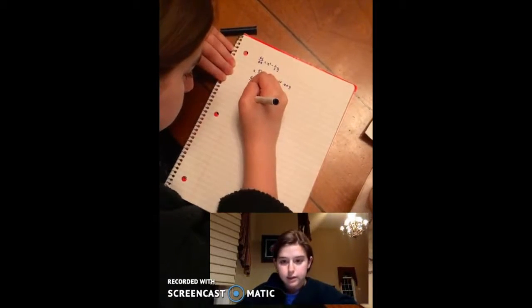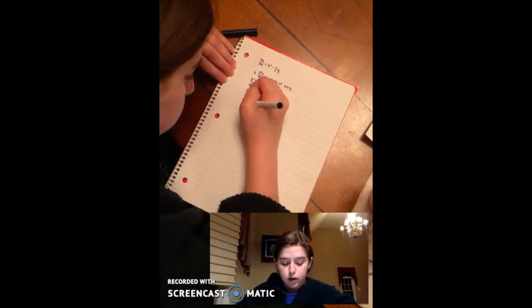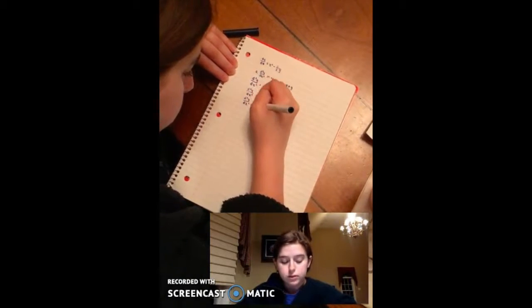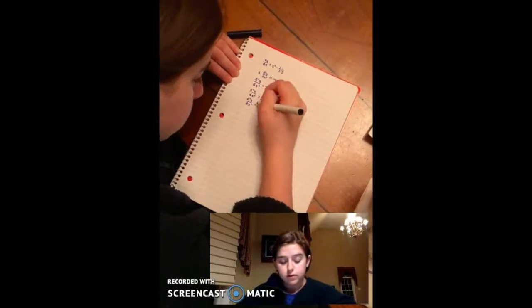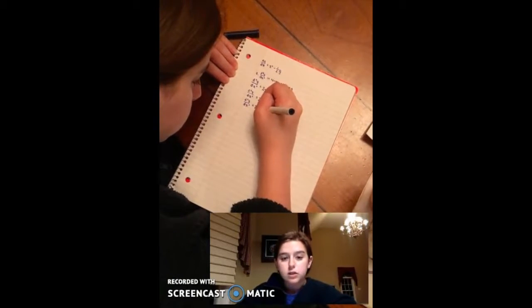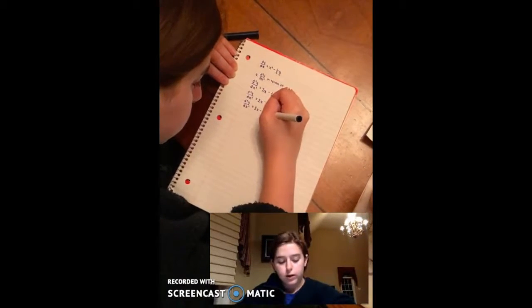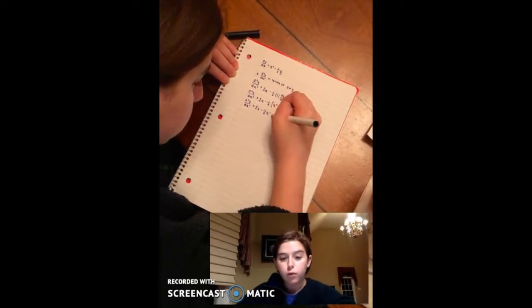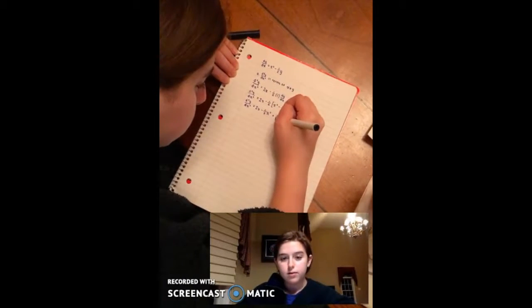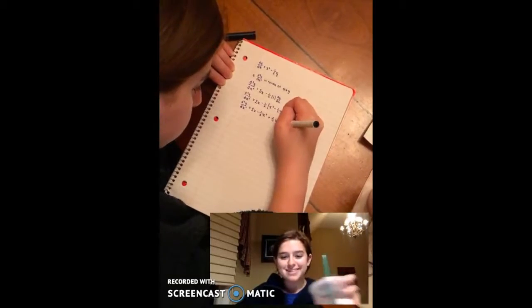So once you plug that in and distribute your 1/2 out, you're going to end up with the second derivative, which is 2x minus 1/2 x squared plus 1/4 y. And just finishing it up on screen.